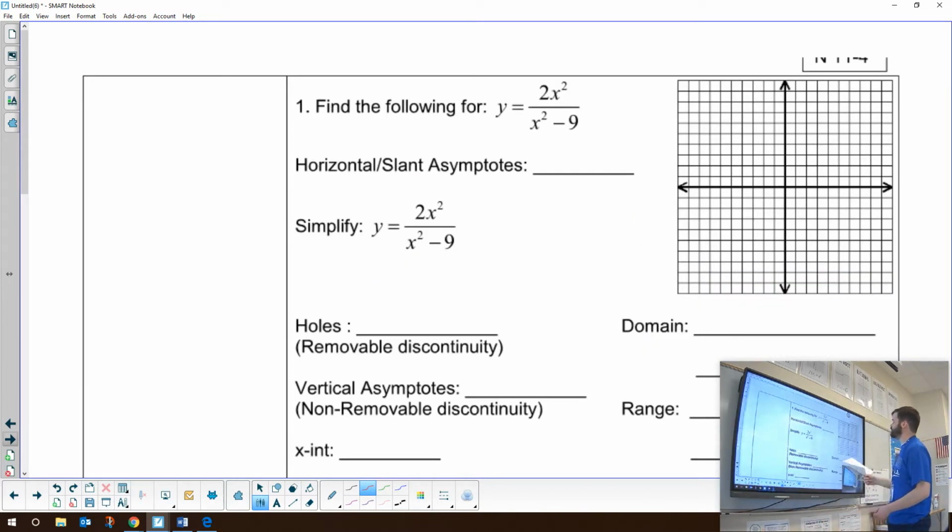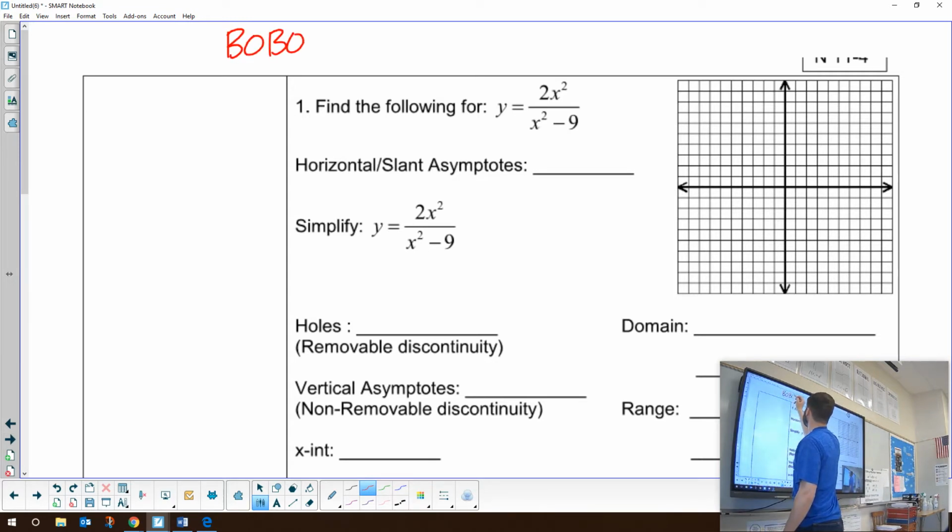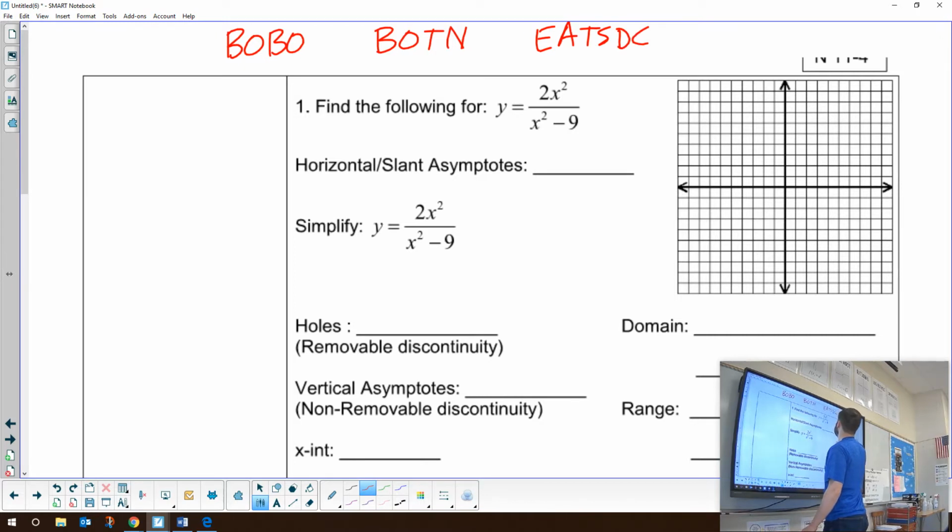So first off, I have 2x squared over x squared minus 9. Now, our first step, we've got to remember, is my graph going to be BOBO, Bigger On Bottom, or is it going to be EATS DC? So the first thing that we do is we're looking for our horizontal or our slant asymptotes. And we have to remember, is it bigger on bottom, bigger on top, or are the exponents the same?